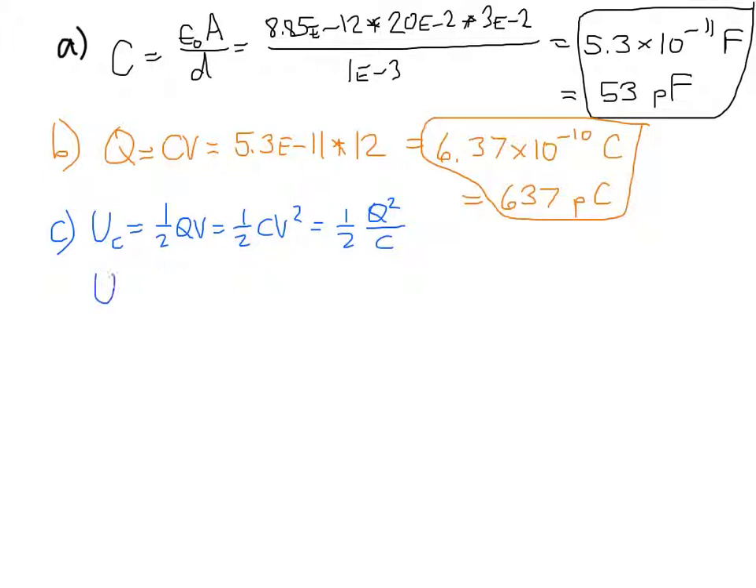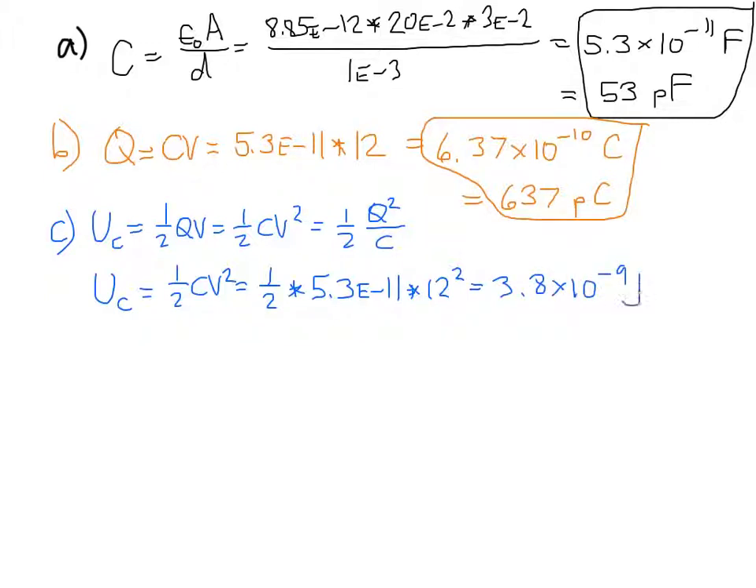So the U_C is equal to 1/2 CV squared, which is 1/2 times 5.3 times 10 to the negative 11 times 12 squared, which is 3.8 times 10 to the negative 9 joules, or if you want to put it in prefix notation, that is just 3.8 nanojoules.